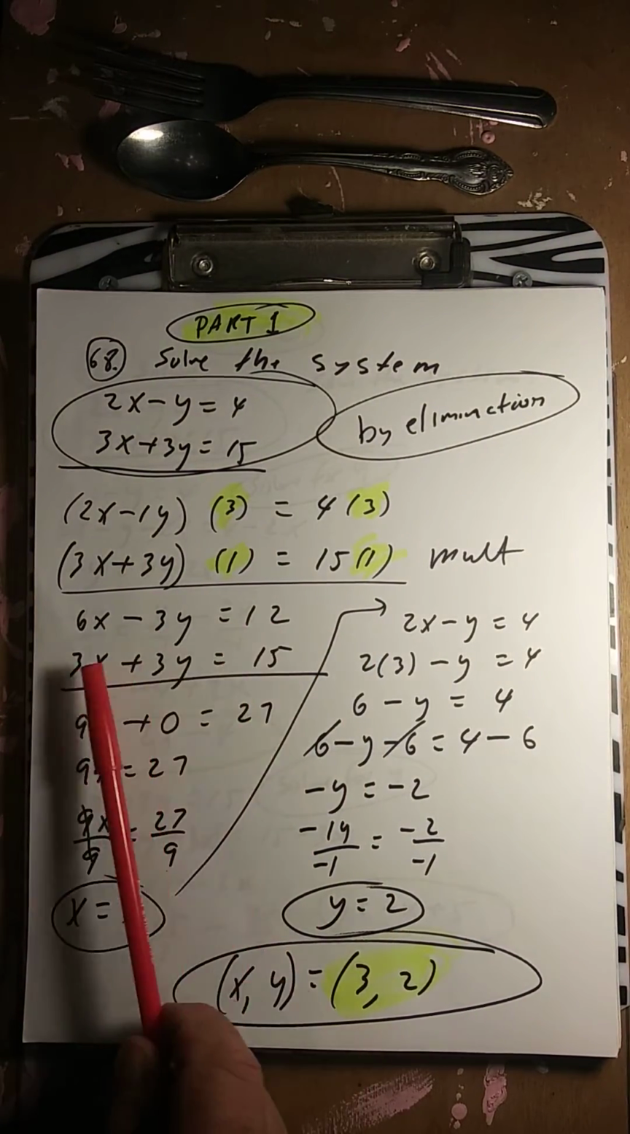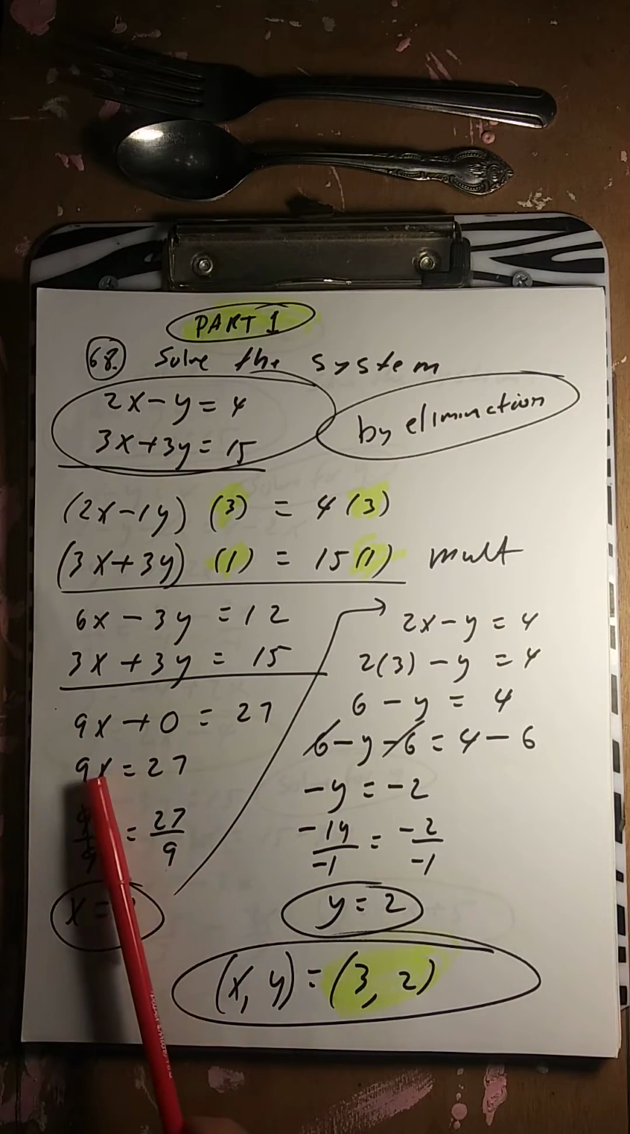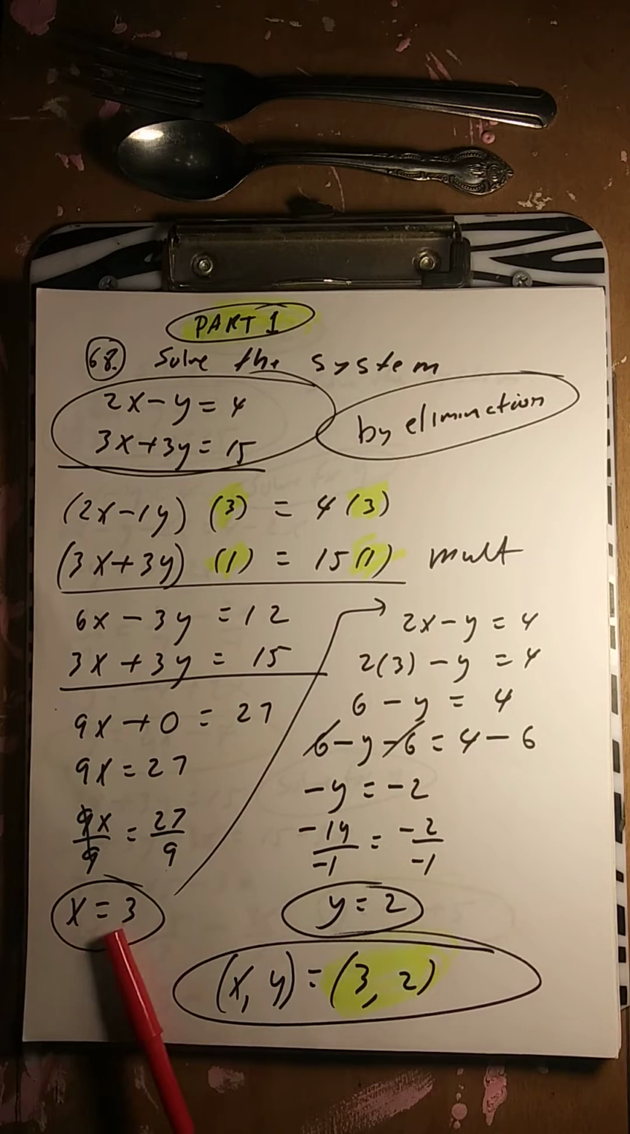6x minus 3y equals this. 3x plus 3y equals that. So this is going to be 9x plus 0 equals 27. 9x is 27, divided by 9, divided by 9. So x is 3. Now I know x is 3.